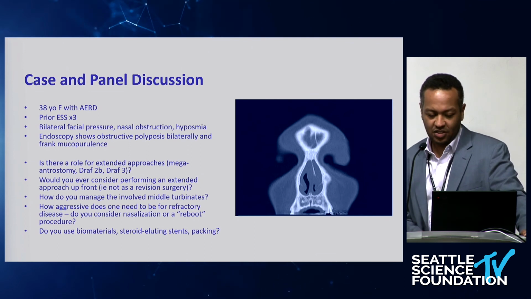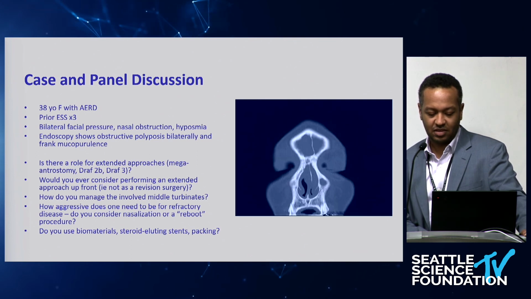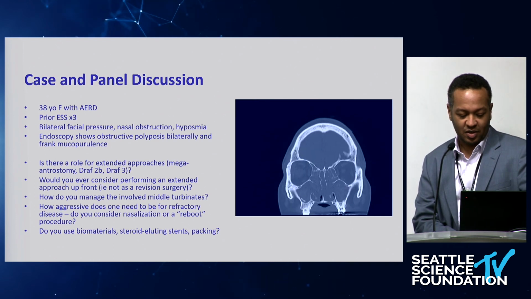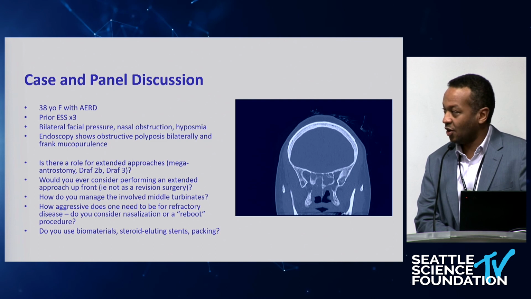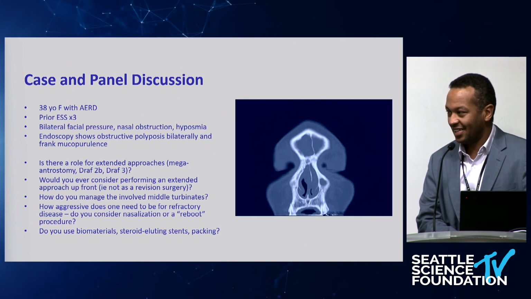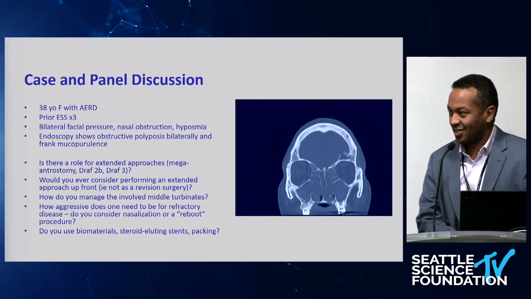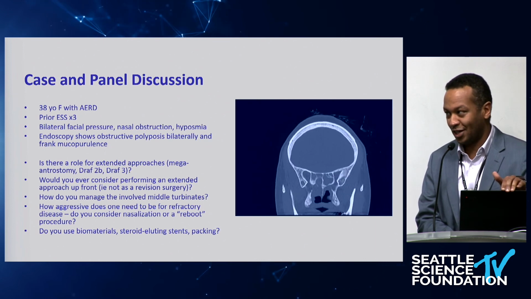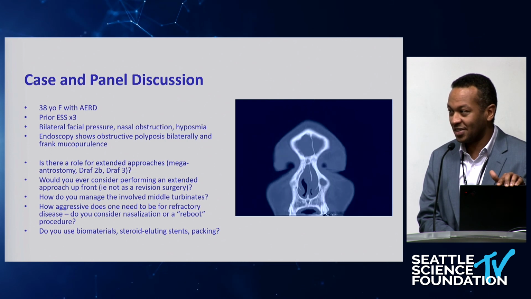All right. So in the last few seconds here, AERD case. The key question here for me is, do you ever consider going aggressive up front? I'm just going to end it with that, and I'm just going to open up to the panel. Let me know your thoughts. Do you go aggressive up front? And what I mean by that is, do you just go straight to a mega antrostomy, straight to a Draf 3? There are folks in Australia and the like who are big proponents of this.